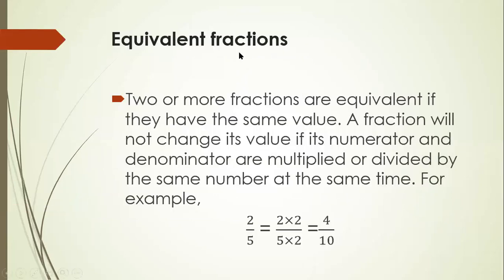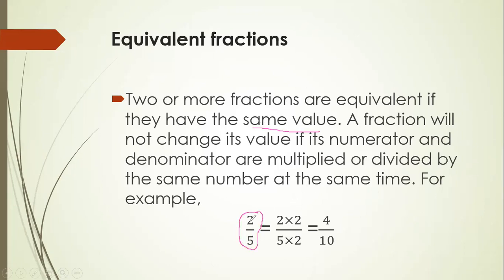If you have to look at equivalent fractions, two fractions are said to be equivalent if and only if they have the same value. They're equivalent if they have the same value. A fraction will not change its value if its denominator and numerator are multiplied or divided by the same number. For example, in this case, we have a fraction 2 out of 5.